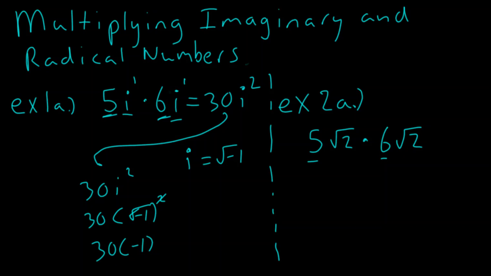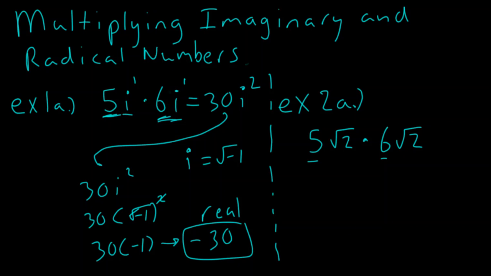Now as a sidebar, let's finish this first. What is 30 times -1? Well, it's -30. So 5i times 6i is actually -30. So here's our first unique property. When you multiply two imaginary numbers, you actually get a real number, albeit a negative number.